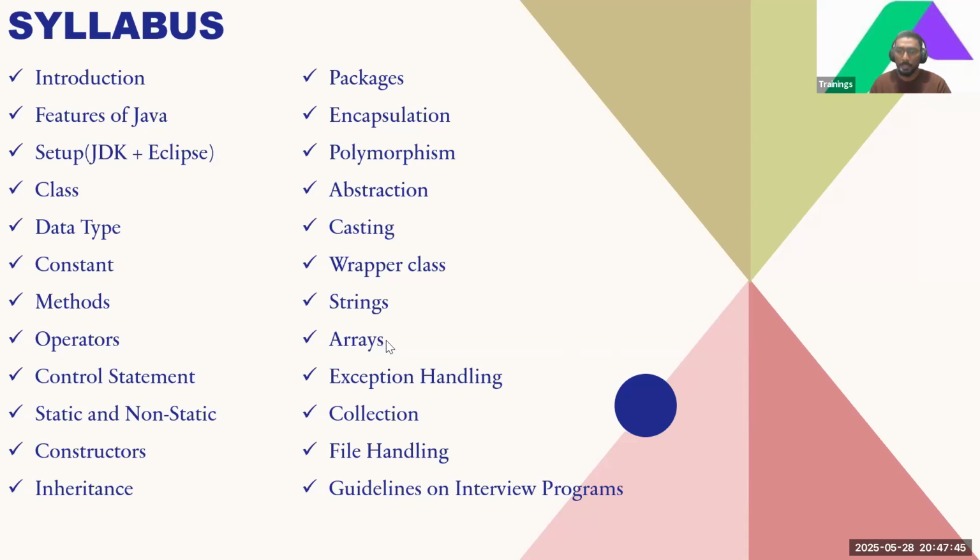So this is the syllabus. Okay, we have a question. Those will come under OOPS. You can see here encapsulation, polymorphism, abstraction, inheritance. All these concepts will be completed.